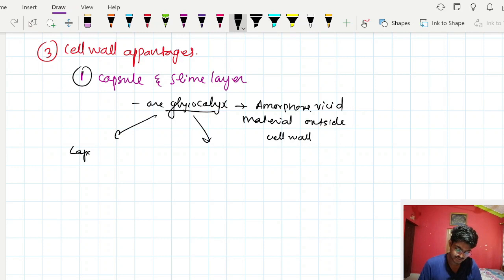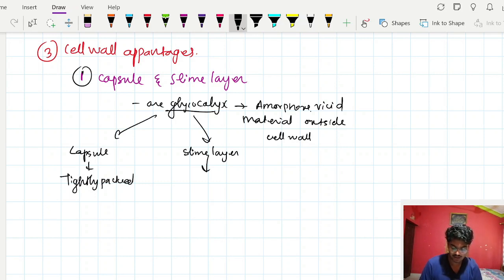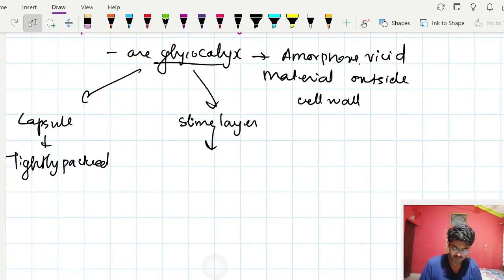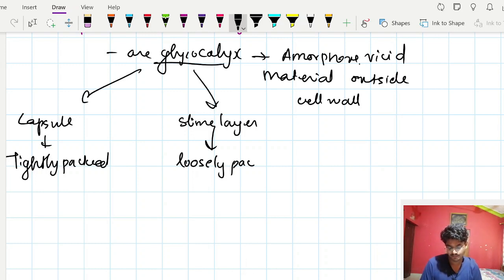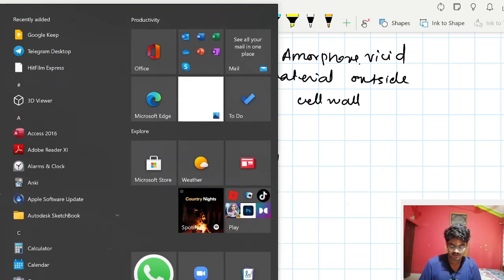If it is a capsule, then it is tightly packed. And if it is a slime layer, it will be loosely packed. It can be easily washed away. So these are slime layers. Loosely packed glycocalyx are called slime layer.